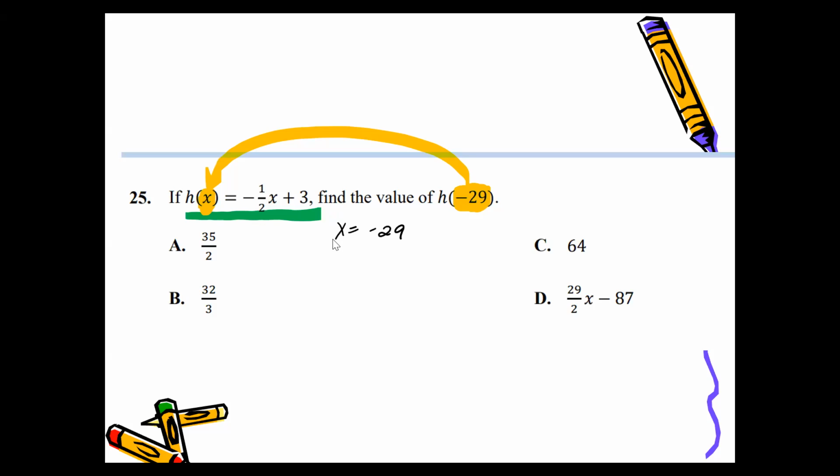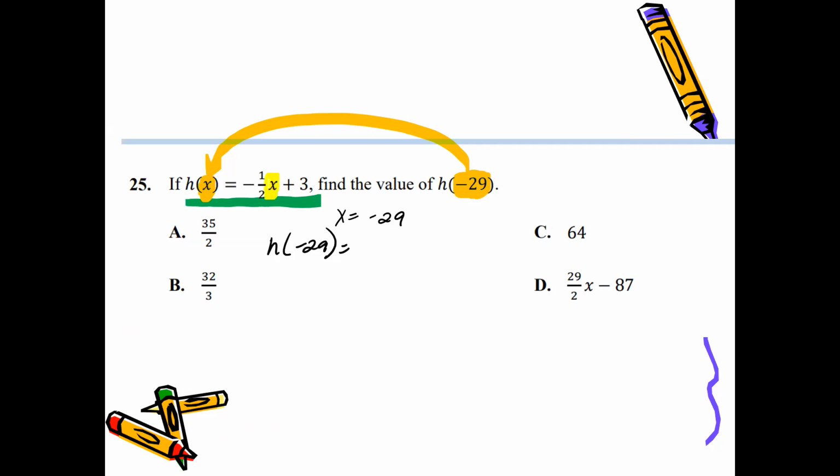All right, so looking at this, I'm going to do H of -29 is equal to, and what that means is every time you see an X in your equation, you're going to replace that X with -29, okay? So I have -1/2 X, put a -29, plus 3. So you're going to go back to like 4th grade math. You know how you just put a 1 underneath the 29? So -1 times -29 is a positive 29. 2 times 1 is a 2, plus 3.